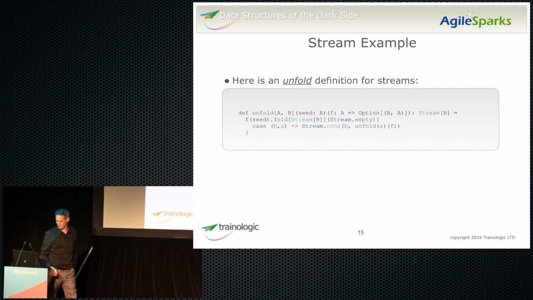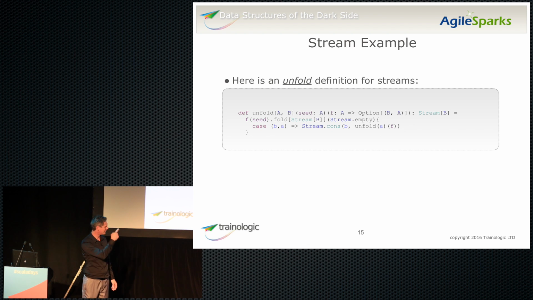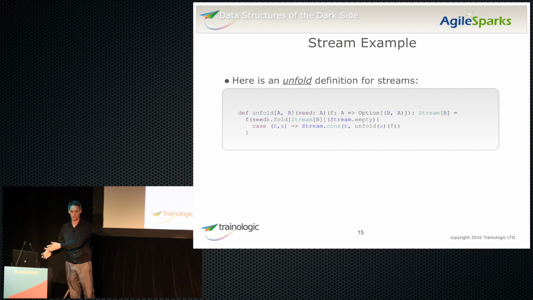So let's take a look at the signature. Well, unfold, A is the values that I'm working with. It's not the result type. The result type is a stream of B's. Like with fold, if I'm having an option of string, I can fold it to an int. So with unfold, I can start with an int and maybe get an option of string, or a list or stream of strings. So A is the types that I work with, that I generate from, and B's are the results.